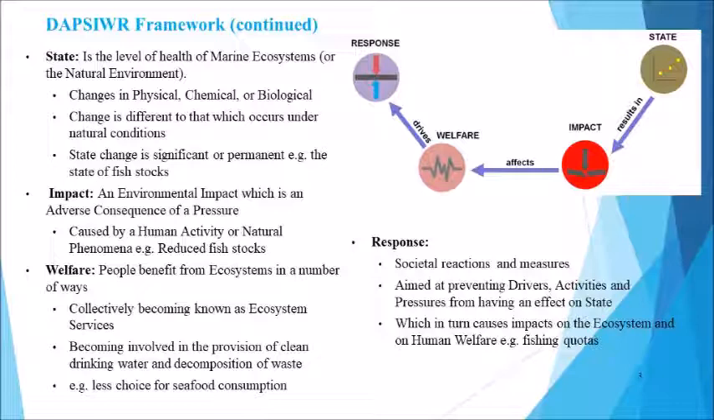So then we come on to a response, which is societal reactions and measures. It's aimed at preventing drivers, activities and pressures from having an effect on the state, and these then in turn cause impacts on the ecosystem and the human welfare. So an example of a response could be fishing quotas.